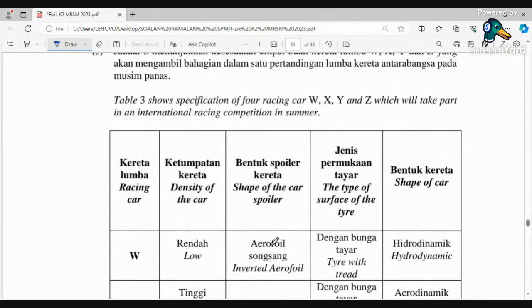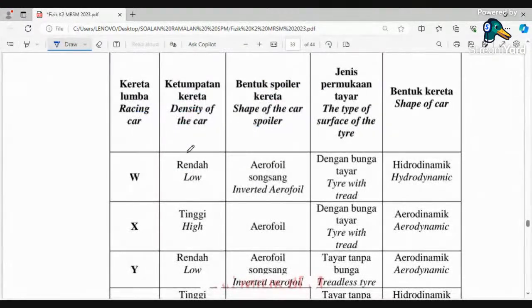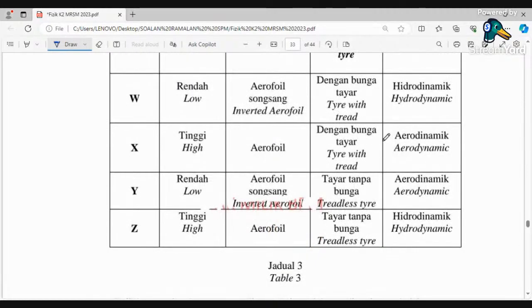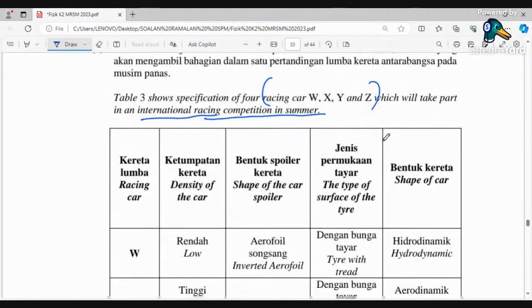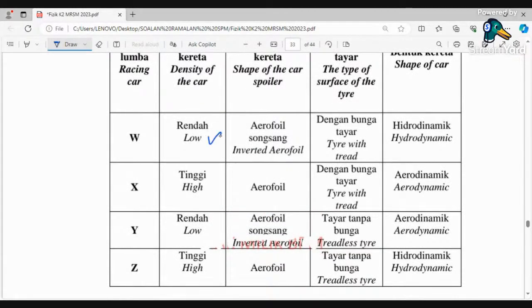Okay, soalan C ini berkaitan apa? Racing competition. Okay, racing car lah. Dulu pernah keluar dah soalan ni. Racing car. Okay, ada berapa karakteristik? 4 macam biasa. Density, shape, type of surface of tire, shape of car. Okay, kita akan pilih density kita nak apa? Okay, kita nak racing car, dia mesti density dia low lah sebab kita nak mass dia low. Okay, jadi kita akan pilih low, kita akan remove 2 macam biasa.